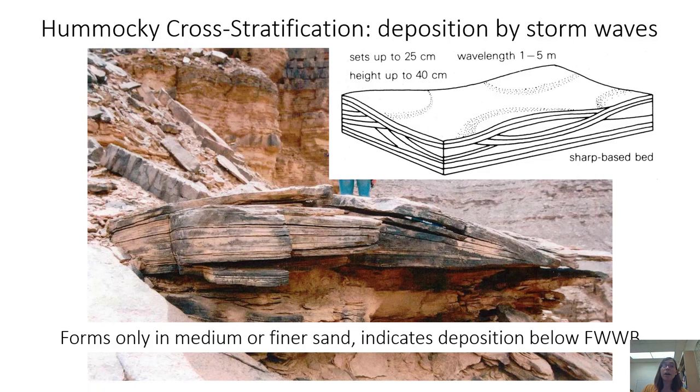So now we want to talk about structures that form below fair weather wave base in that storm wave base region. And the major structure we see here is called hummocky cross stratification, and it's indicative of deposition by storm waves. So you're seeing an example, an illustration here of what hummocky cross stratification looks like. It's characterized by wavelengths of 1 to 5 meters. You can see from this photo, here's a person for scale. This structure is quite large, many meters in distance.